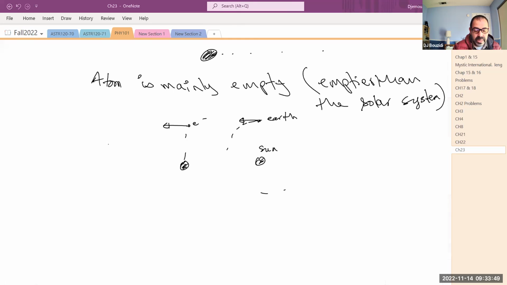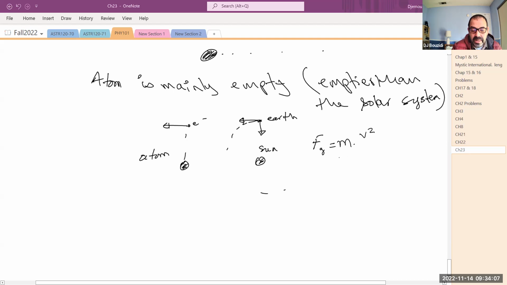That does not work for the case of the atom. There is a big reason for it, okay? The Earth is neutral. The sun is neutral. And the force of attraction is due to the force of gravity. And that force of gravity is exactly what is needed to maintain the Earth in its orbit, okay? So this is basically the centripetal acceleration. And this is the force of gravity, which is proportional to the mass of the Earth and the mass of the sun divided by the distance squared. So from here, you can find what velocity is needed to keep the Earth from falling.